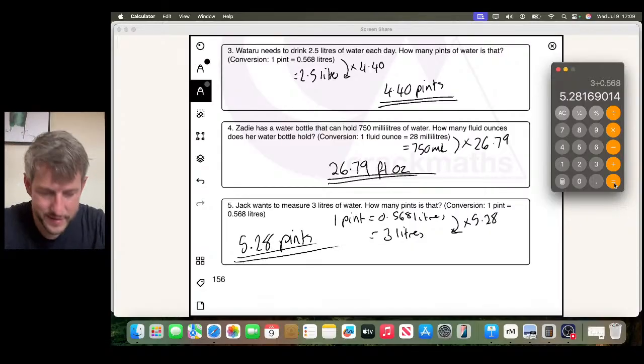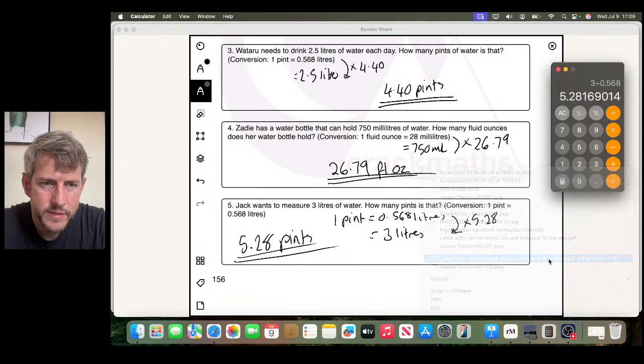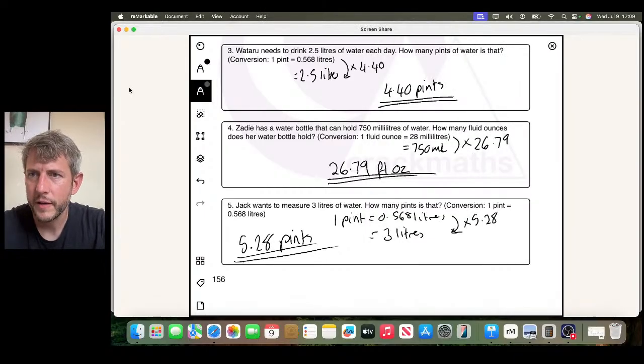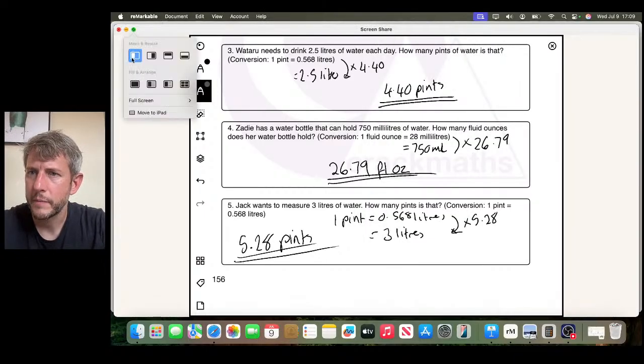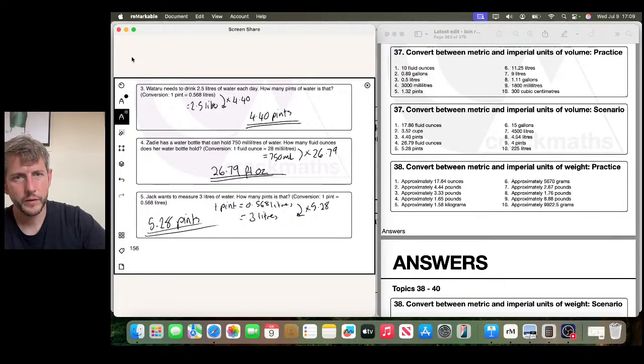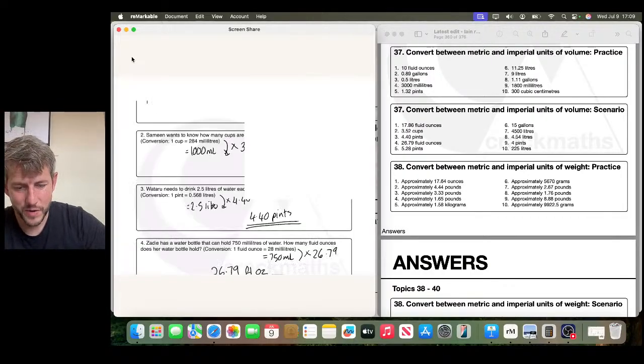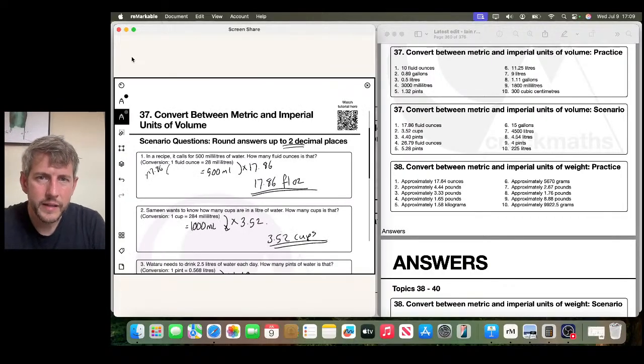Okay, let's get this marked. Okay, so here we go. We want this, we want these, and then we want this again. And keep this up here. Okay, let's find out, moment of truth. Okay, so 17.86. Yep, that's correct.